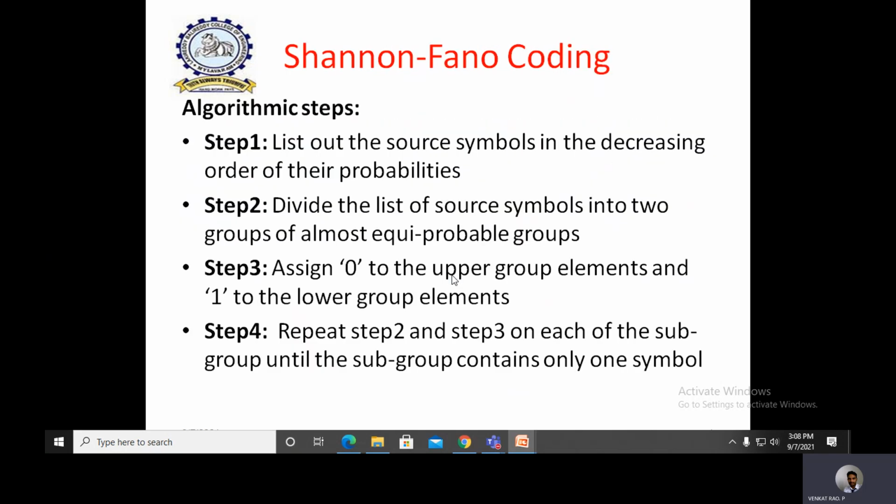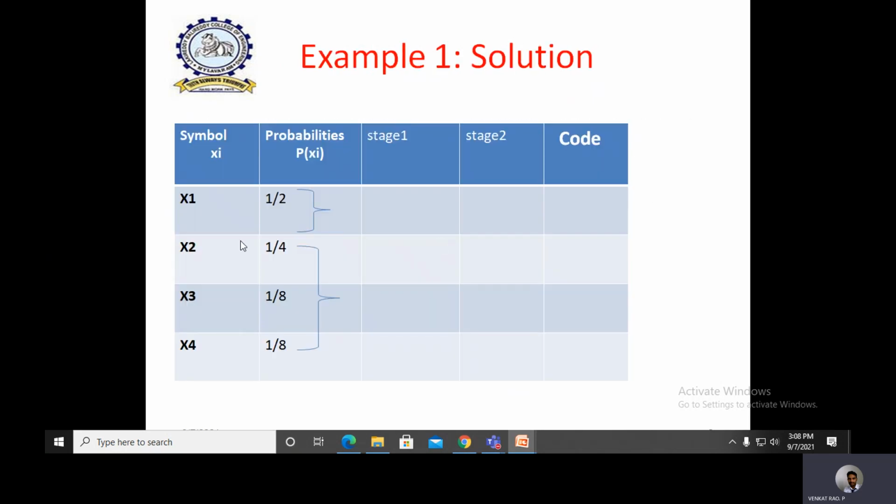But what is the rule here? Divide the list of symbols into 2 groups of almost equiprobable groups. That means if we add the probabilities of each subgroup and compare the total probability of each group, they must be almost the same. For example, let us apply this. Initially I want to divide these into 2 groups, x1, x2 as one group, and x3, x4 as another group. So let us see what will happen if we divide like this.